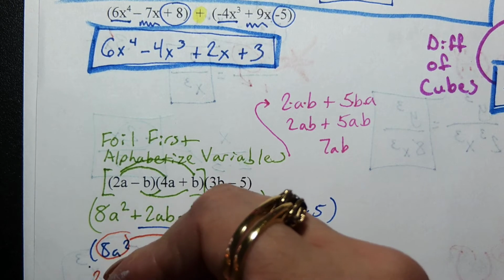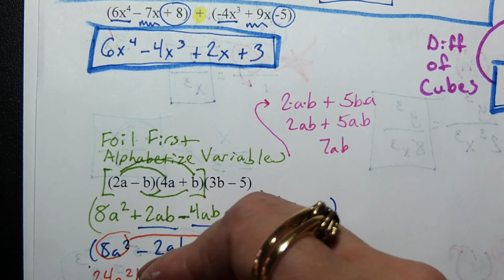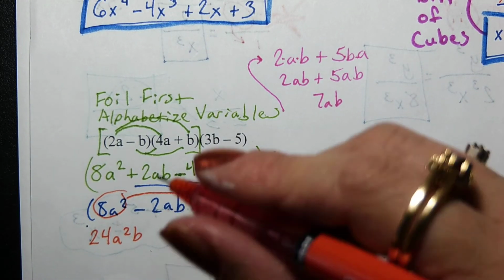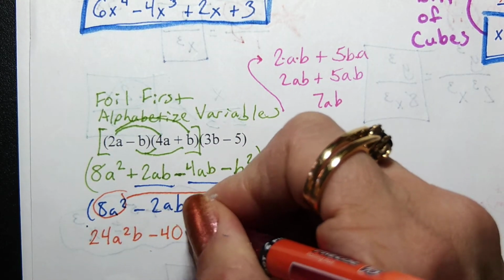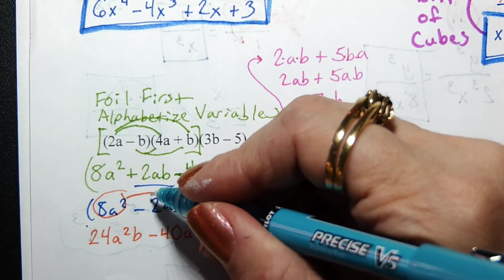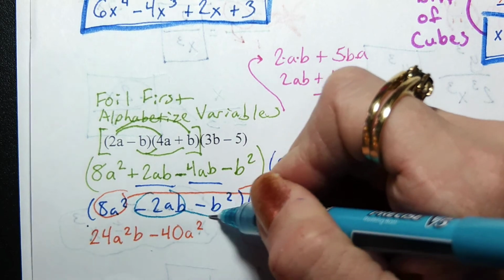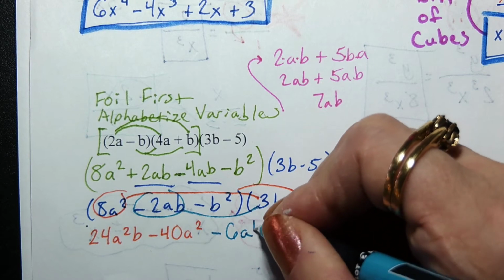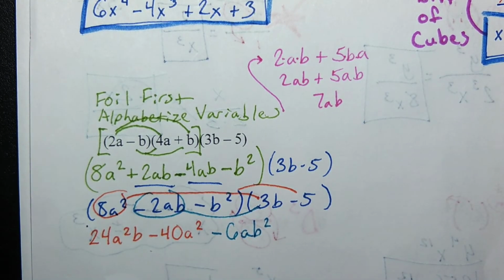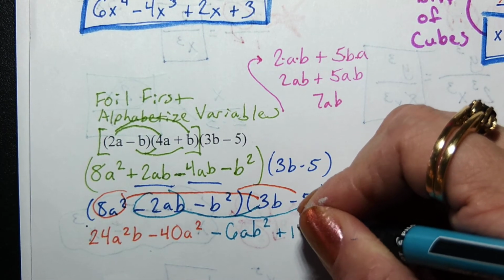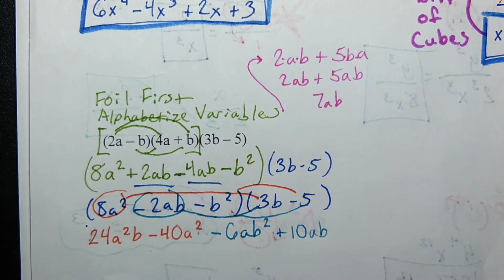So 24a squared b. Then 8a squared times negative 5, negative 40a squared. Then I'm going to take the negative 2ab times 3b. So negative 6ab squared. And then negative 2ab times negative 5. So positive 10ab. See if you can do the last distribution on your own.